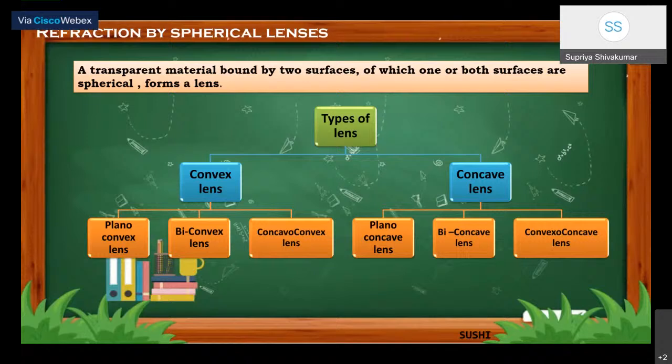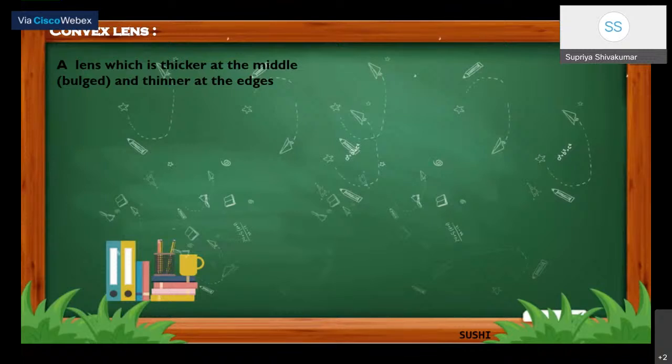Each type, I just concentrated only on convex lens and concave lens. The first one is convex lens. So whenever you hear the word convex lens, it should come in front of your eyes. You should not get confused with the lens, the type of lens. Okay. So what is a convex lens?